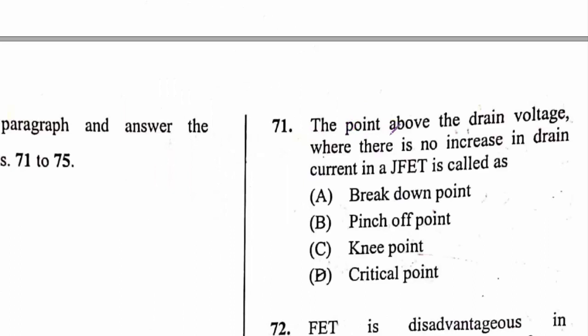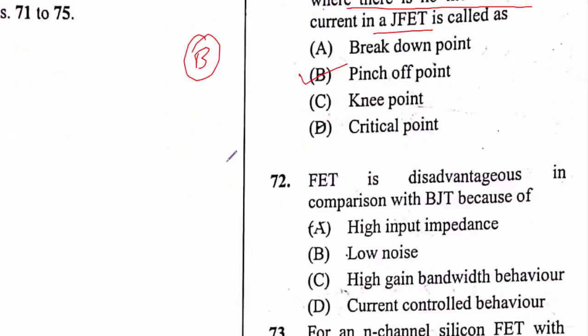71st question: the point above the drain voltage where there is no increase in drain current in a JFET is called as: first option, breakdown point; second option, pinch off point; third option, knee point; fourth option, critical point. We know that it is called as pinch off point, hence option B is going to follow.